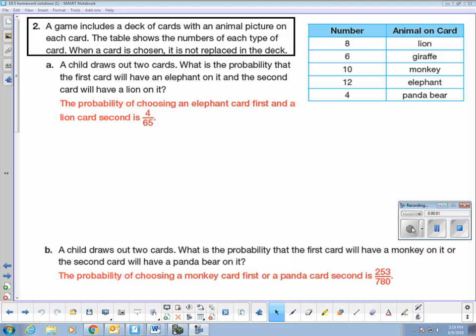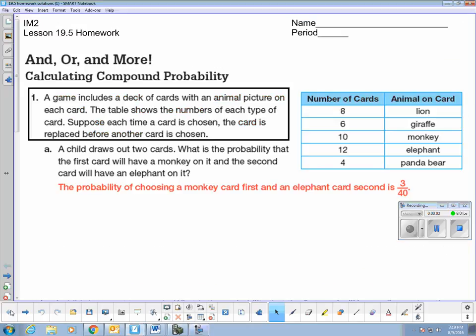We've made it to the last section. Let's start on the first page. This is lesson 19.5. And in this lesson, we have a combination of and probability as well as or probability.